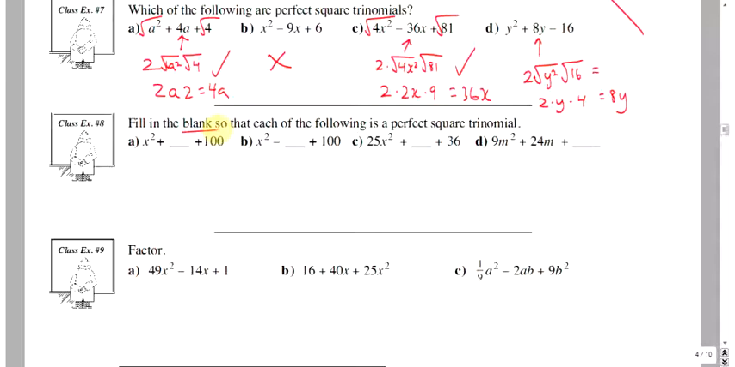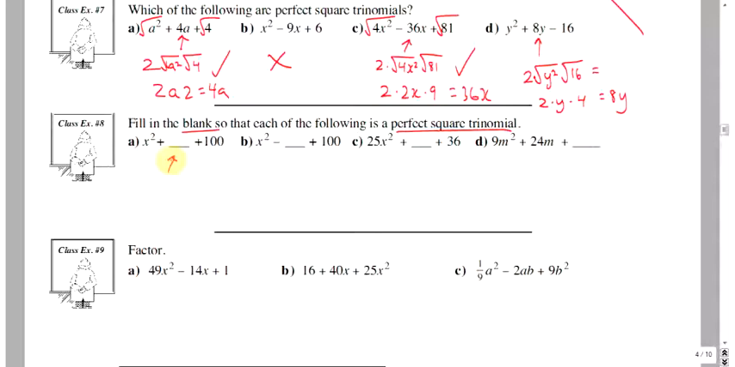Fill in the blank so that this is a perfect square trinomial. Okay, so they're saying that it's going to be. Can I take the square root of x squared? Yeah. Can I take the square root of 100? Yeah. We've got to make this a perfect square trinomial. What is the middle term? How do I get it?